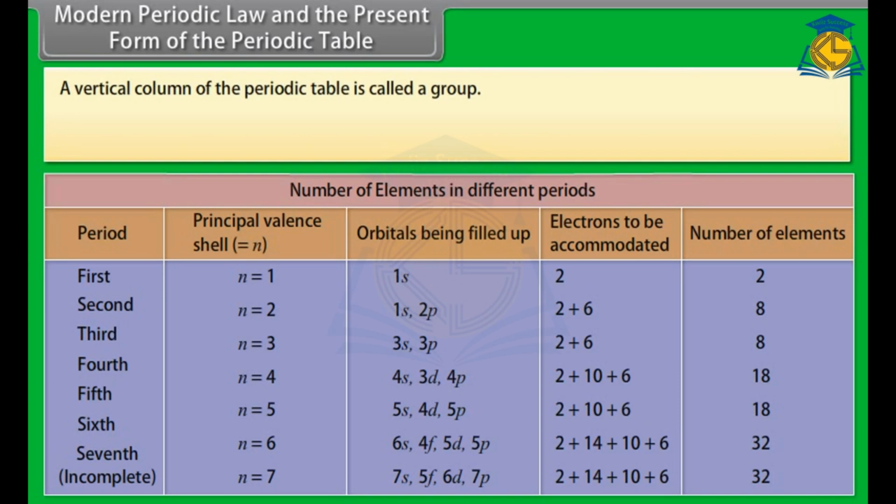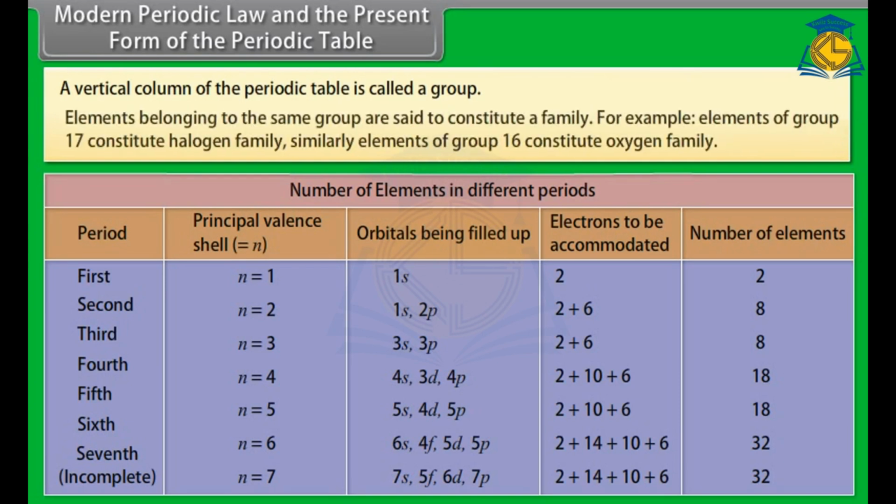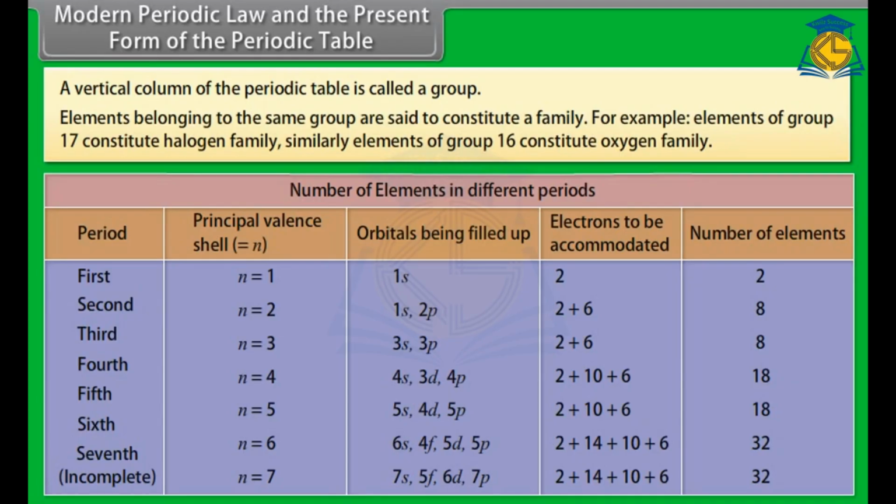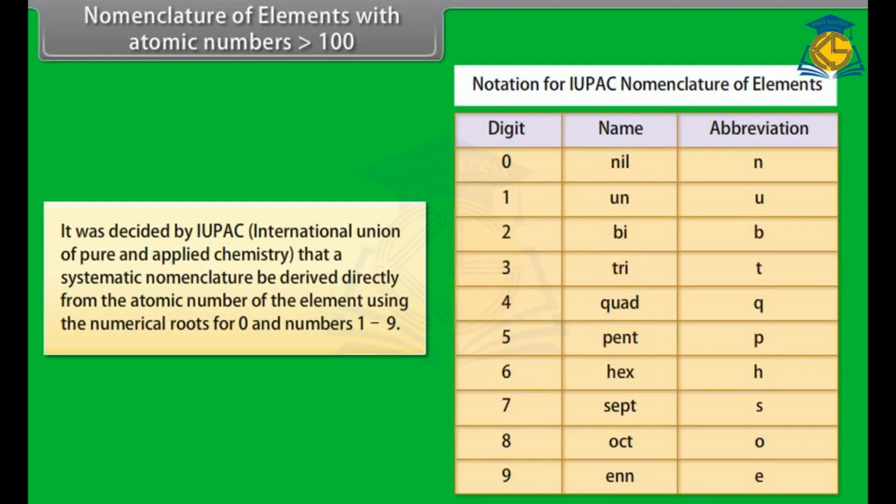A vertical column of the periodic table is called a group. Elements belonging to the same group are said to constitute a family. For example, elements of group 17 constitute halogen family. Similarly, elements of group 16 constitute oxygen family. Nomenclature of elements with atomic numbers greater than 100. It was decided by IUPAC, International Union of Pure and Applied Chemistry, that a systematic nomenclature be derived directly from the atomic number of the element using the numerical roots for 0 and numbers 1 to 9.